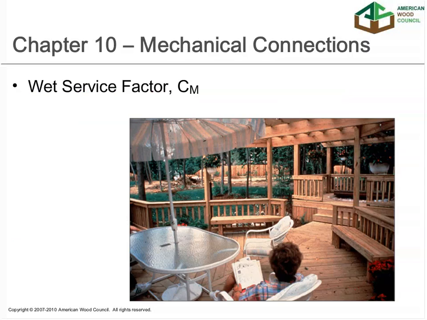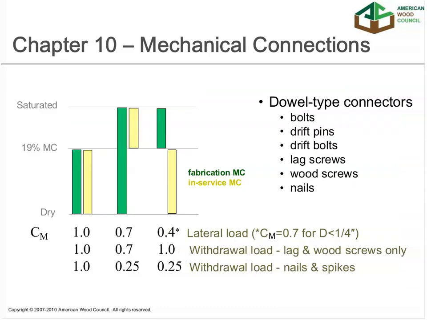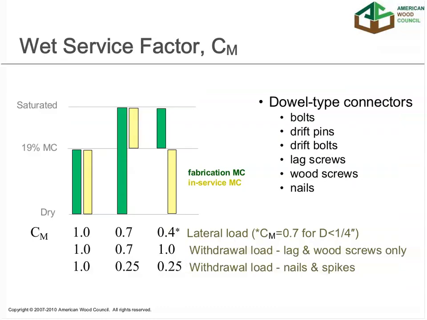Okay, we'll move on to the wet service factor, C sub M. Like wood members, that C sub M factor also applies to connections, and you adjust your strength and stiffness values for a wood member. But that applicability to wood members really is based on what the wood member will see in service. For fastener design, we're not only worried about what the fastener will see in service, but we're also worried about what it will see at time of fabrication.